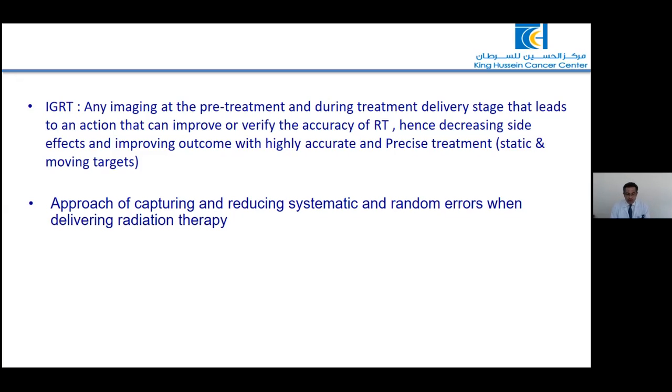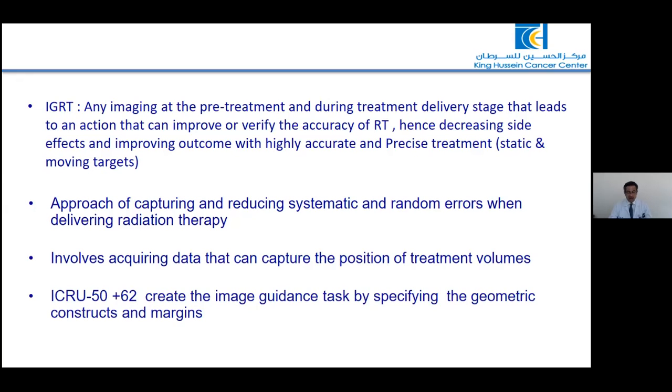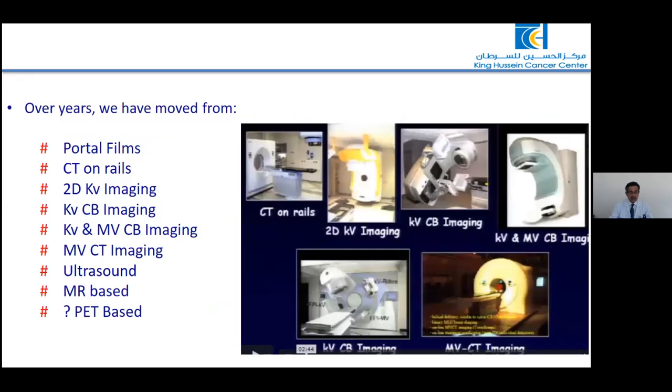Now, the approach of capturing and reducing systematic and random errors when delivering radiation therapy can also be done using this technique, the IGRT. It also involves acquiring data that can capture the position of treatment volumes, and this was mentioned in the ICRU reports 50 and 62.